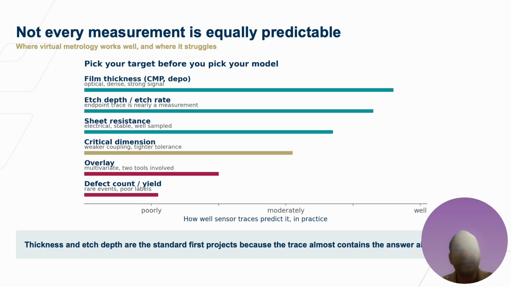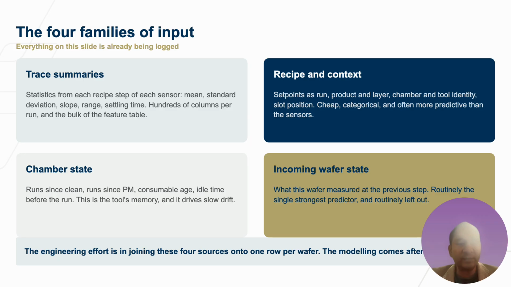So if you are choosing the first virtual metrology project in a fab, choose thickness or edge depth, not because the others are impossible, but because you want your first project to succeed and build credibility. Pick your target before you pick your model. It matters the most.